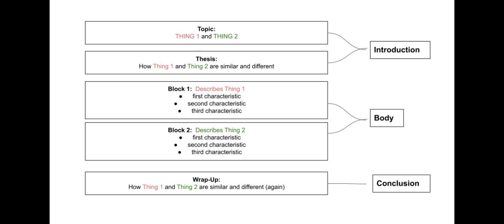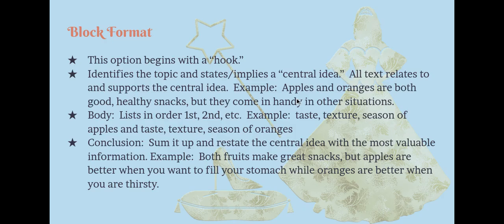In a compare and contrast text, the central idea is that two things are similar in some ways and different in others. For example, apples and oranges are both good, healthy snacks, but they come in handy in different situations. Later, when you are working on your own compare and contrast text, we'll talk about some of the different forms the thesis statement can take.